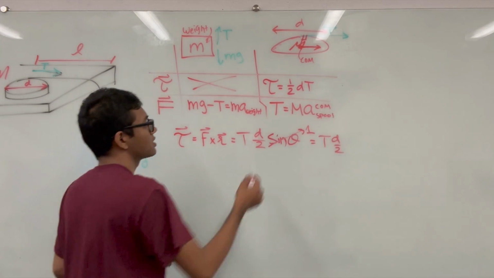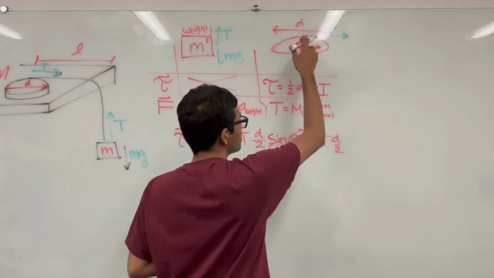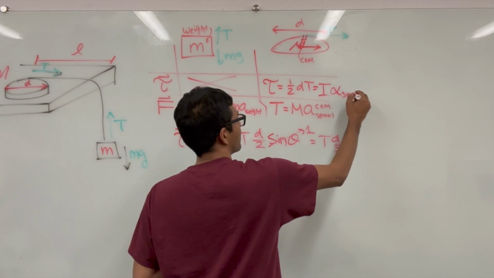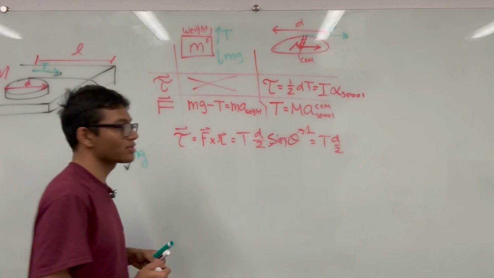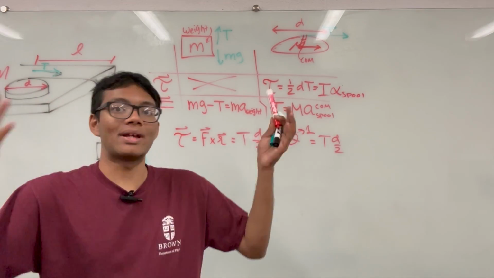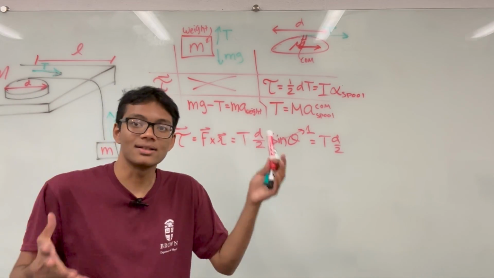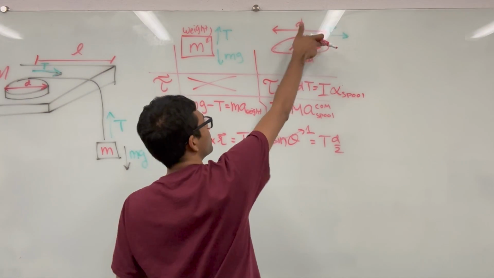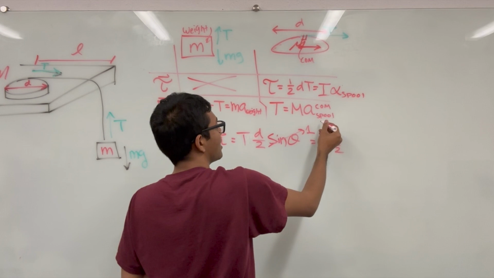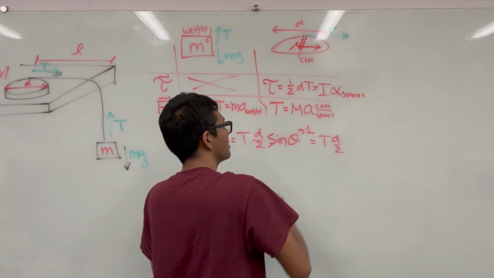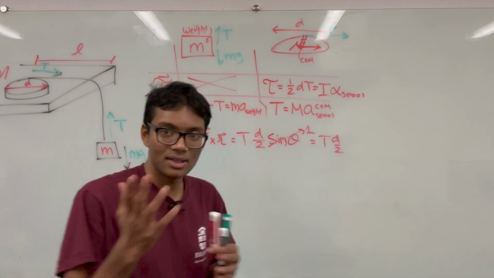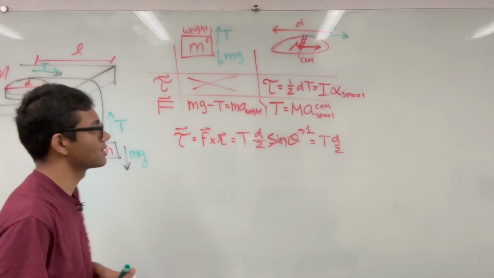And what is this equal to if not the moment of inertia of the spool times the angular acceleration of my spool? There's no such thing as angular acceleration of the center of mass of the spool because the center of mass does not rotate around itself. But the outside of the spool can rotate. That's why I put center of mass over here. I hope that makes sense. If it doesn't, just comment down below and I'll address your questions.